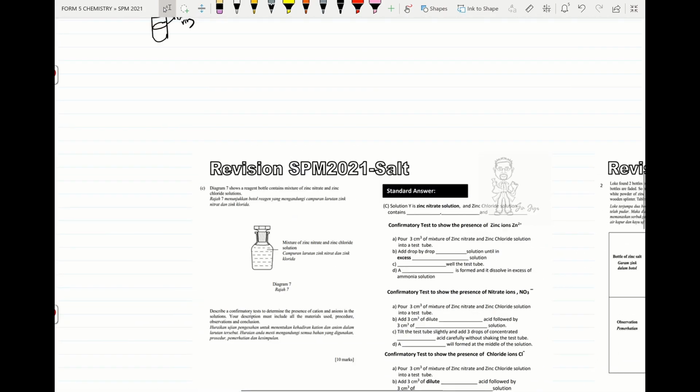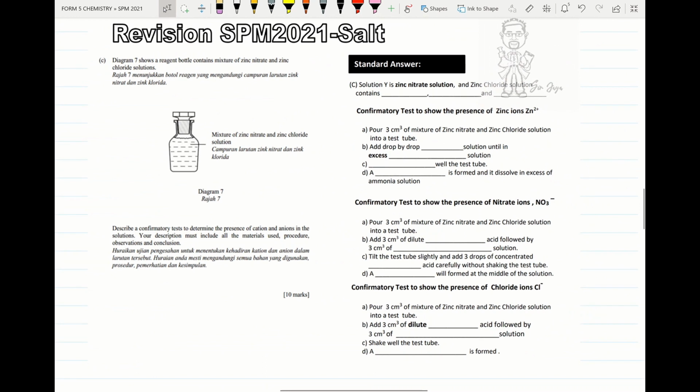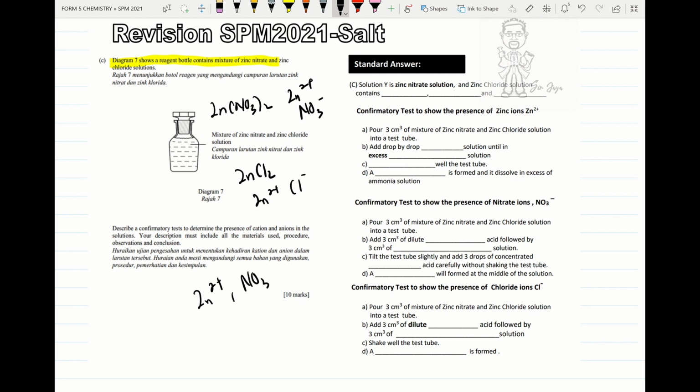So we move on to this question. Check this question. The diagram shows a reagent bottle containing a mixture of zinc nitrate and zinc chloride solution. Zinc nitrate contains zinc ion and nitrate ion, and zinc chloride contains zinc ion and chloride ion. So basically there are 3 ions: zinc ion, nitrate ion and chloride ion. So we check the requirement of the question. Describe a confirmatory test to determine the presence of the cation, zinc ion, and anions. They already mentioned anions, so more than one.